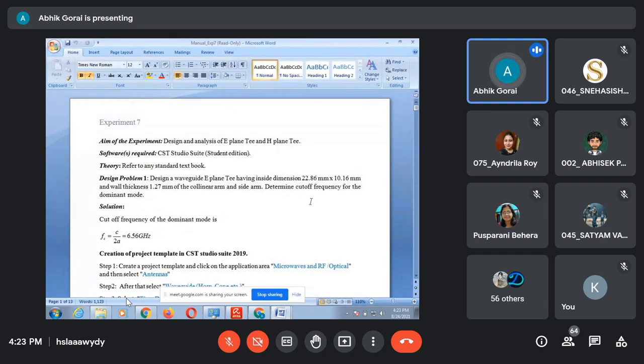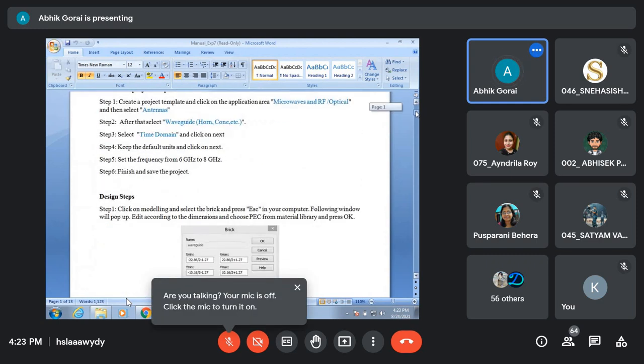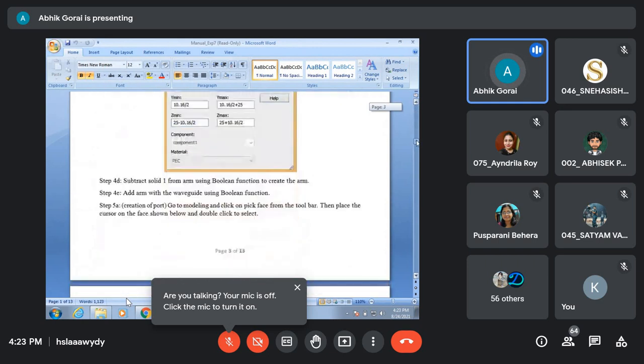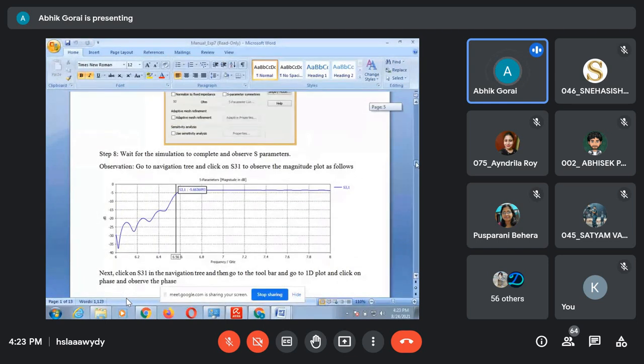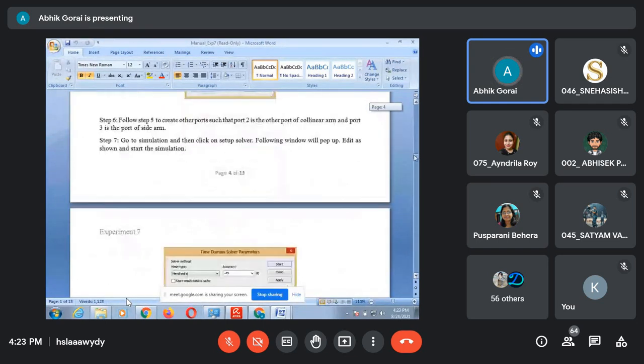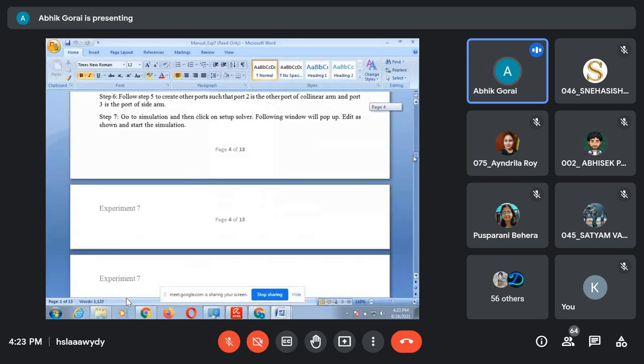Determine the cutoff frequency for the dominant mode. For the dominant mode, you know that the dominant mode is the TE10 mode. Using the same approach as done in the previous class, we get the cutoff frequency as 6.56 gigahertz, and the rest of the steps are explained. Once you follow all the steps, you will find S12, S21, S31, whatever it is.